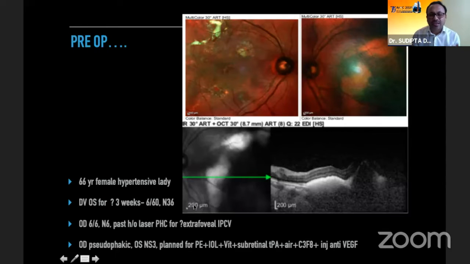Right eye was 6/6, had some history of laser for extrafoveal IPCV in the right eye, and was pseudophakic. Left eye had a significant cataract. We planned for cataract surgery with subretinal TPA and air after vitrectomy, plus C3F8 and injection anti-VEGF. So this is the video of the presentation.